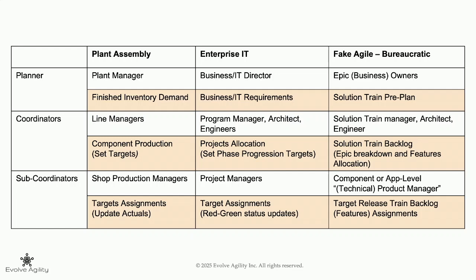What we see in a bureaucratic agile is the same mimic copying of business or IT director now becomes a business owner. Business or IT requirements become a solution train where we pre-plan. That pre-plan leads to architect, solution train engineers, et cetera, et cetera. Man, the jargon is just killing me. Solution train backlog, component or app level stuff, et cetera, et cetera. So what you now find is essentially what we have done is we have scaled 1900s management practices into IT. But the labels have changed.